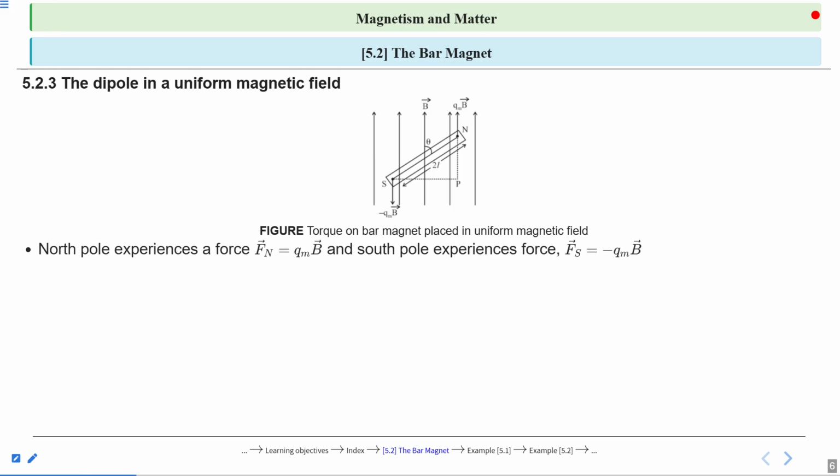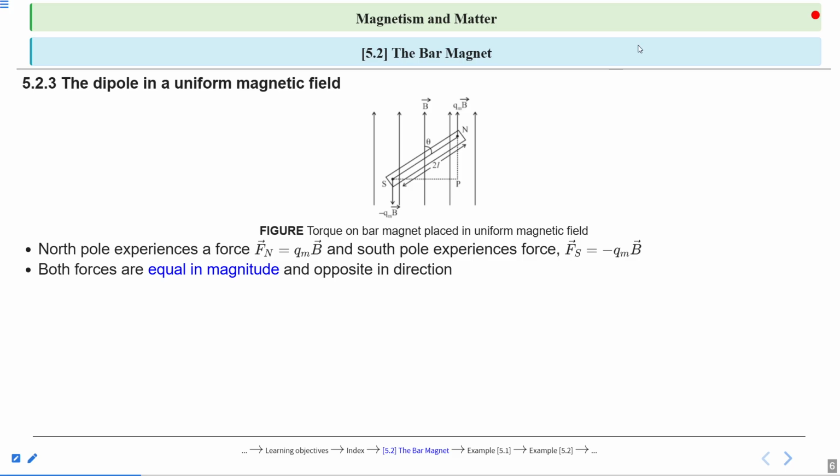So the north pole experiences a force Fn represented by Qm into B, and the south pole will experience a force minus Qm into B. Both forces are equal in magnitude. It is a similar derivation to what we have done in electrostatics also. If you remember that derivation, it is very easy for you. Otherwise you can also do it if you are attending the daily lectures.